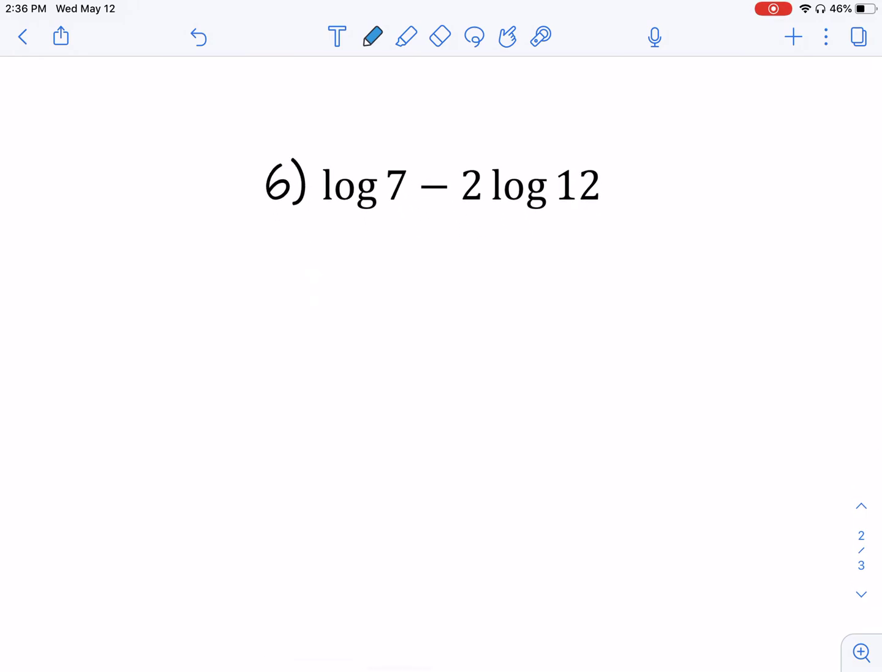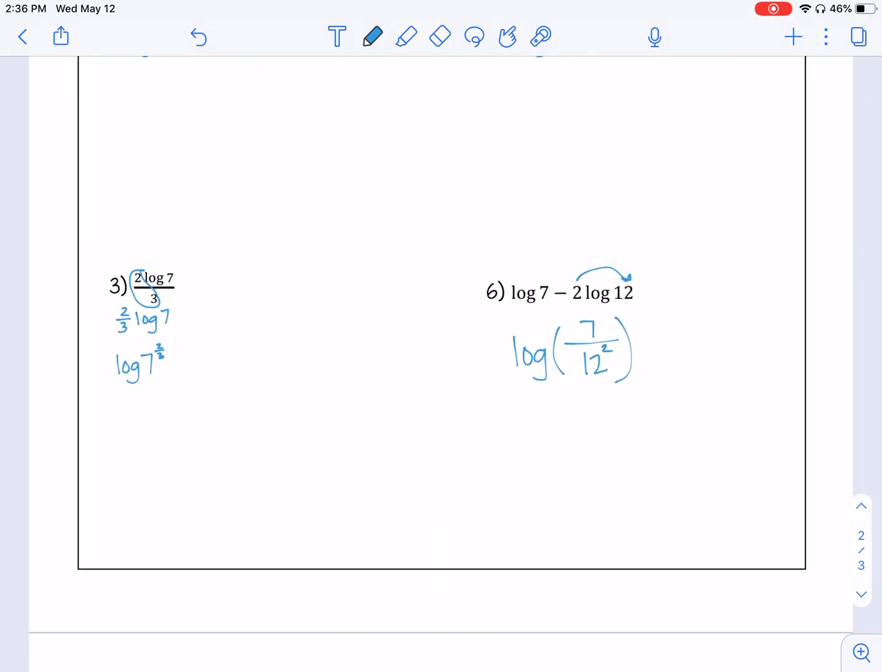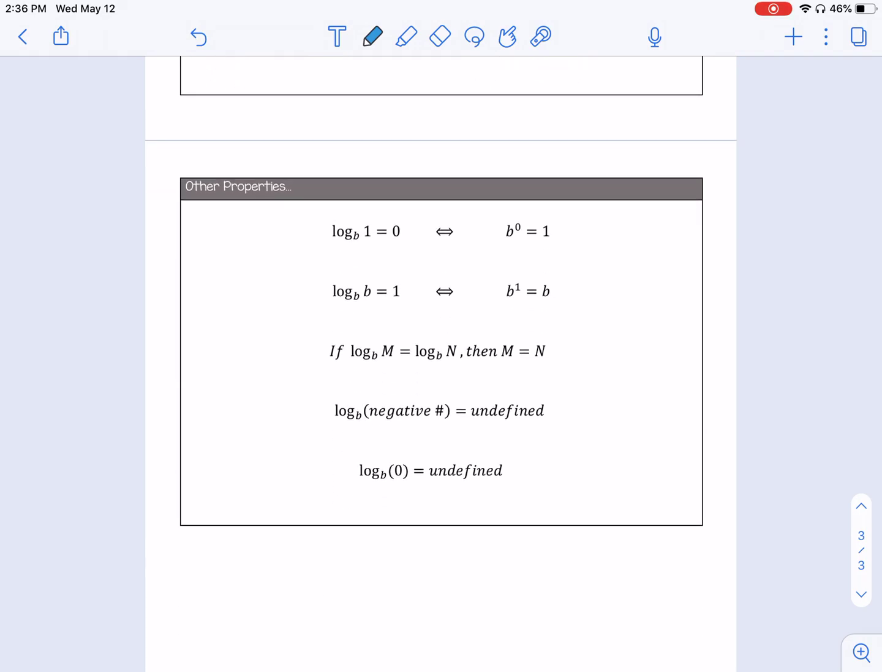Last one. And then I'm going to talk about a few rules, just for you to know. This one again, we've got that 2 only being applied to the 12. They both have the same log, so we put the log out front. They're being subtracted, so I'm going to divide 12 squared. Okay, that's it for rewriting. Let's talk about some other properties that are good for you to know.